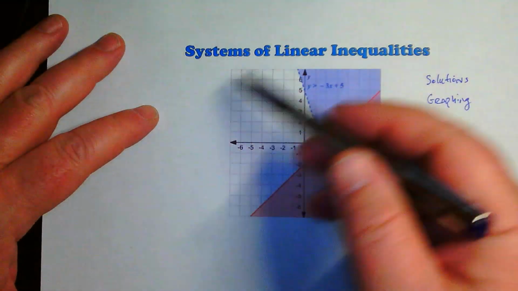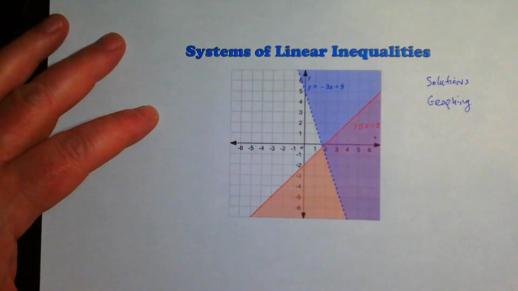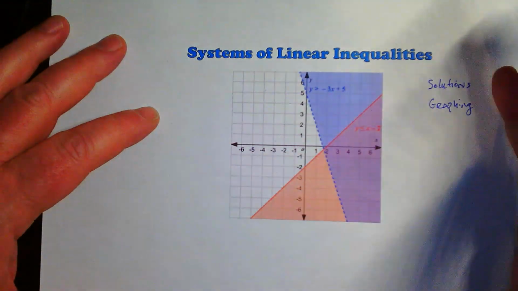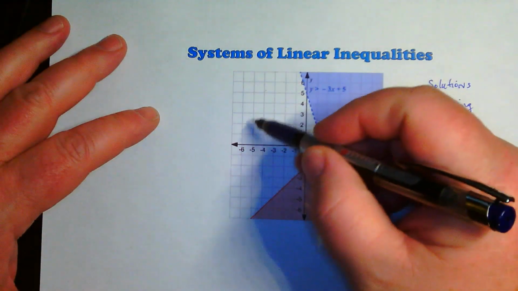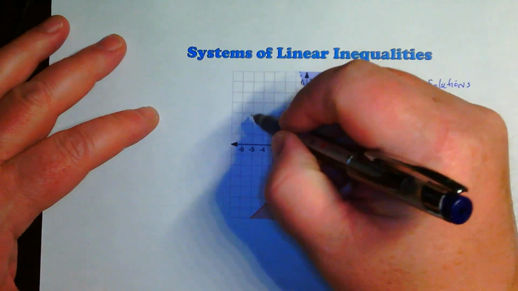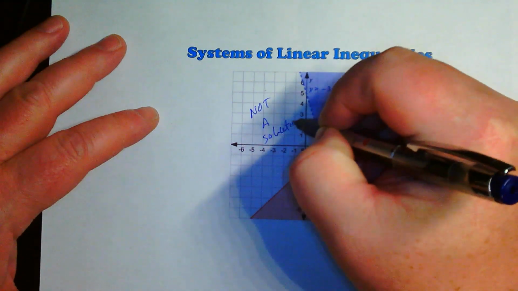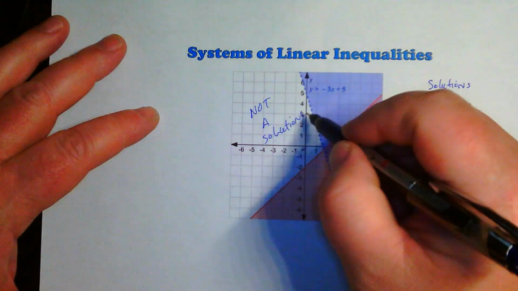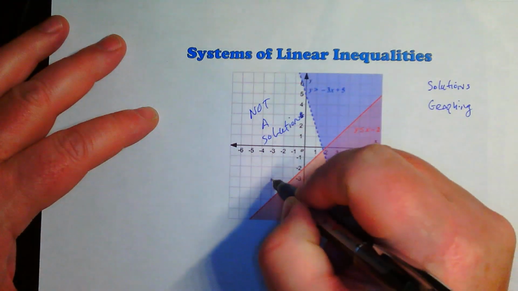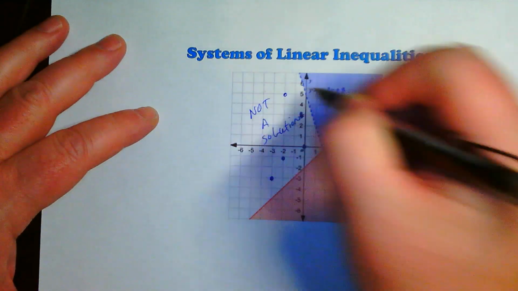So I went ahead and printed off an example of one. I just did a Google search for systems of linear inequalities, and this is one of the first ones that came up. It's a pretty good example. Typically, the unshaded region, like over here, all in white with nothing shaded, is not where the solutions are. So not a solution right here, not a solution anywhere in this area. For example, this point right here is not a solution, not a solution, not a solution.